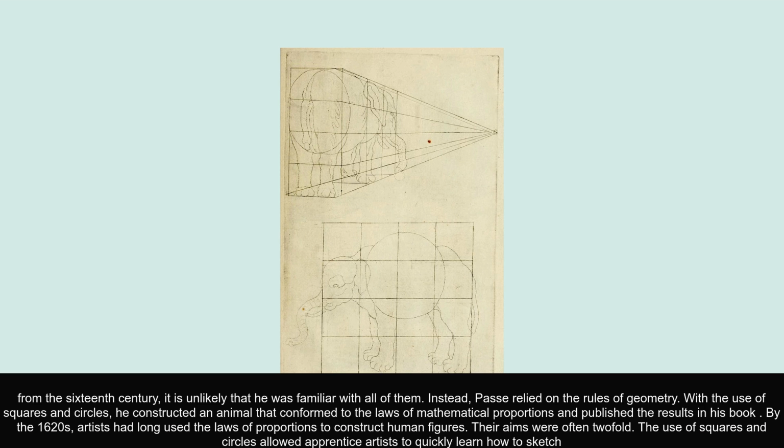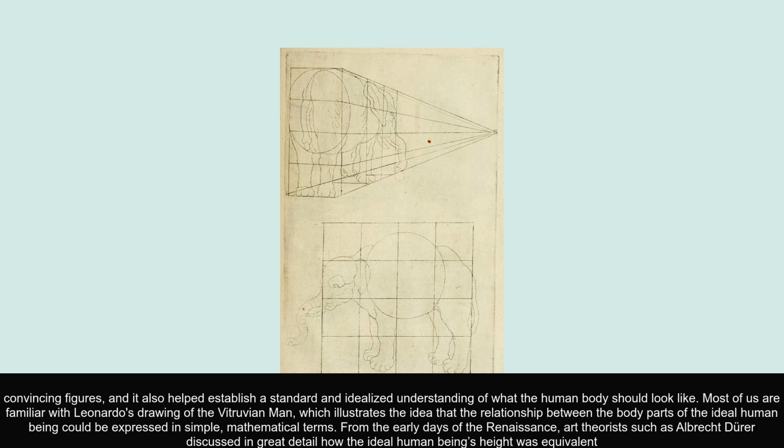By the 1620s, artists had long used the laws of proportions to construct human figures. Their aims were often twofold. The use of squares and circles allowed apprentice artists to quickly learn how to sketch convincing figures, and it also helped establish a standard and idealized understanding of what the human body should look like.